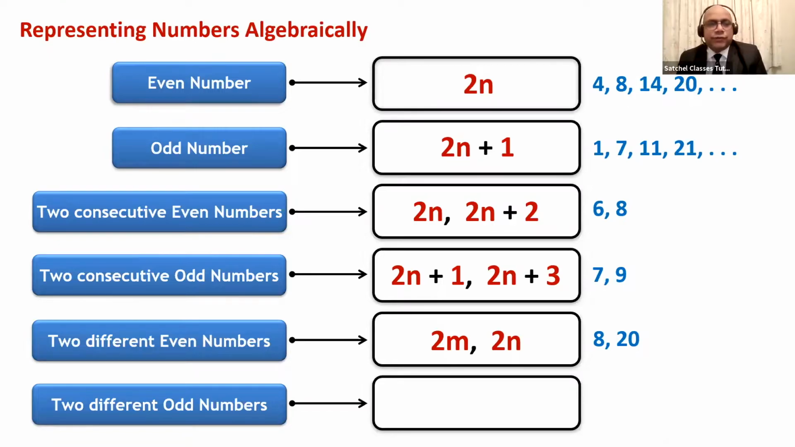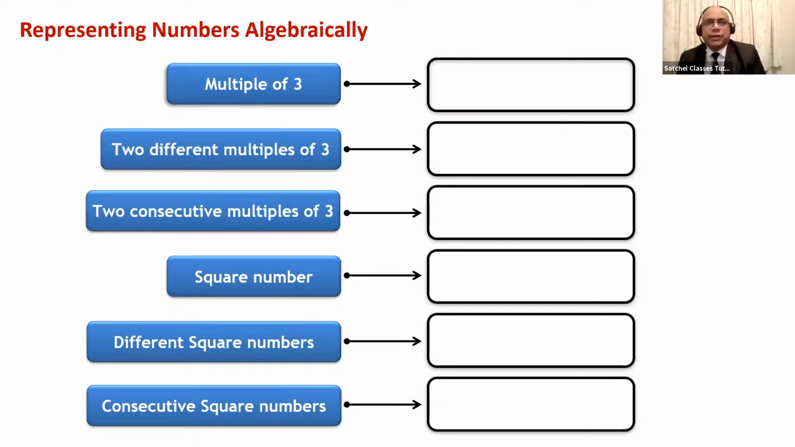Likewise, in the case of two different odd numbers, like 5 and 11, if one of them is 2n plus 1, the other one will be 2m plus 1. Two different letters again. Having understood this, you should be able to do these now. How do you think you can represent a multiple of 3? In a multiple of 3, the only common factor is 3, right?